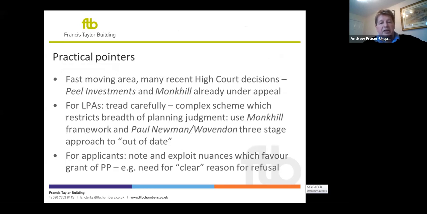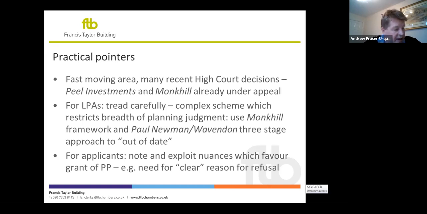The first thing to say is this is very much a watch this space area of planning. Lots of the High Court decisions are mostly all first instance decisions on the 2019 NPPF, because there hasn't simply been time, particularly with COVID-19, for them to reach the Court of Appeal. And so a lot of them are under challenge. Peel and Monkhill are under challenge. I know Peel is going to the Court of Appeal next week.